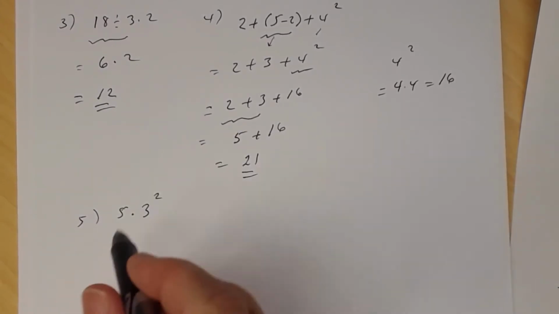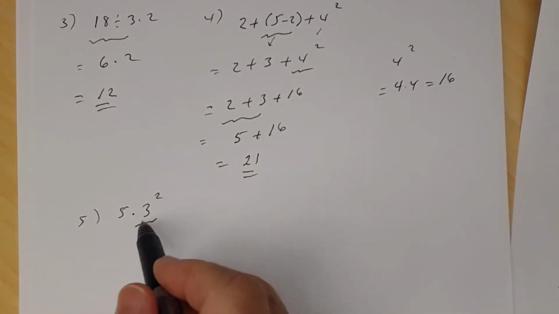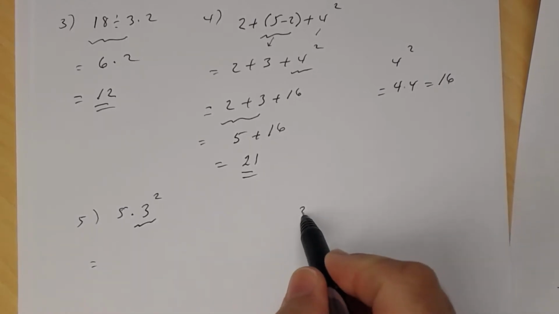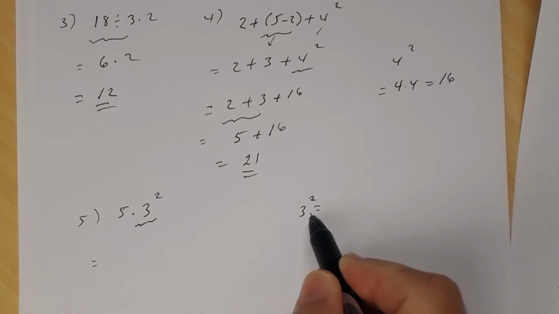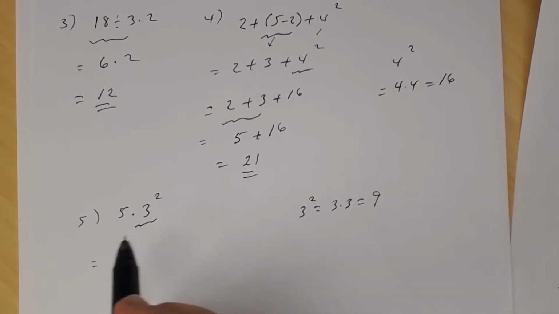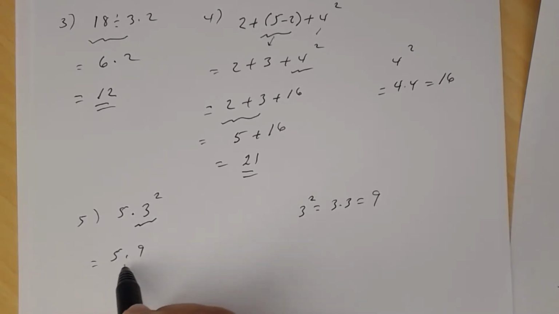So when I look at this exponential expression right here, 3 squared, if you need to think about it, write it out. 3 squared means 3 times 3, which is 9. And so I get 5 times 9, and 5 times 9 is just 45.